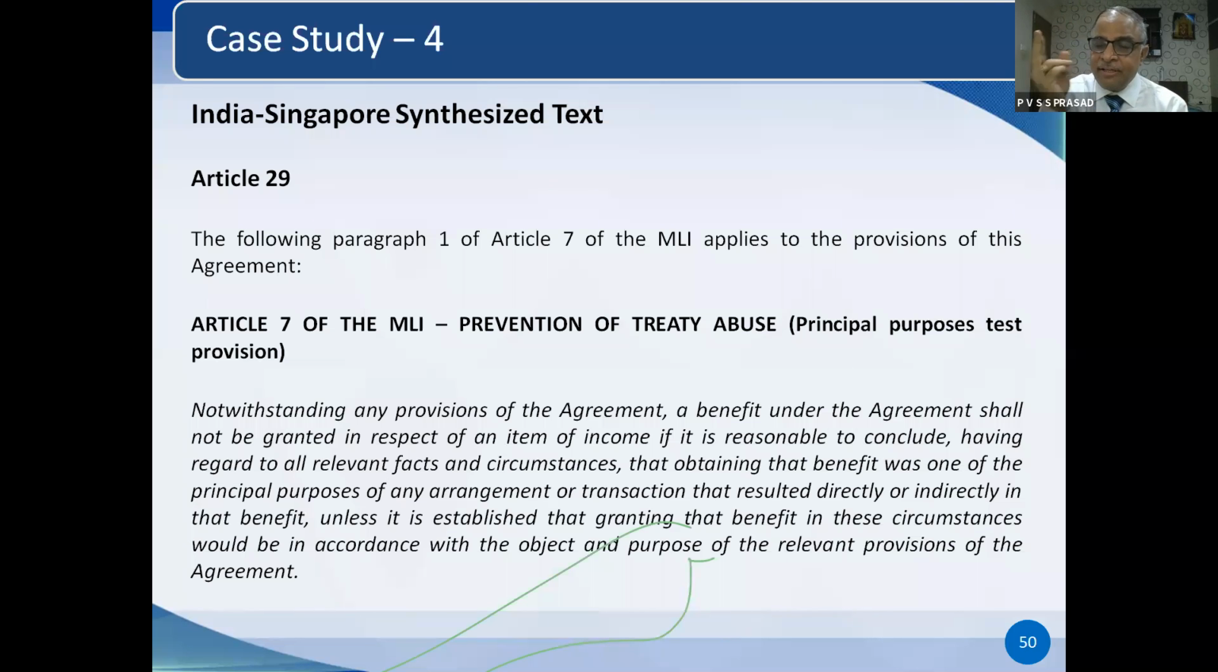If at all it is agreed upon by both the treaty partners that this exemption or benefit must be given, and if it is in accordance with the object and purpose, then it would not be hit by the principal purpose test. So definitely, because India and Singapore have renegotiated and have given the grandfathering provision, such a provision means accepting all investments made prior to April 2017 would be exempt from any sort of tax. So that exemption would be protected and it would be available.